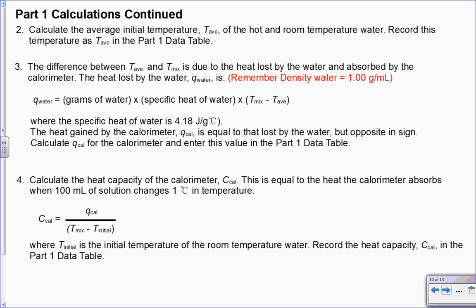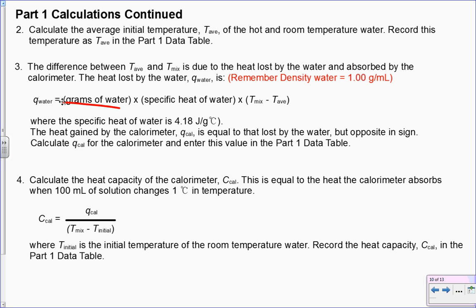Take the average of those two and you get T average. Now number 3, you're going to use the difference between those two. That's our missing temperature that we're going to use in our Q equals mc delta T calculation. And remember, we don't know the mass of the water, so we have to use the density of water as 1.00 grams per milliliter to take our volume total inside our calorimeter of our water and use that to calculate our mass of our water here.